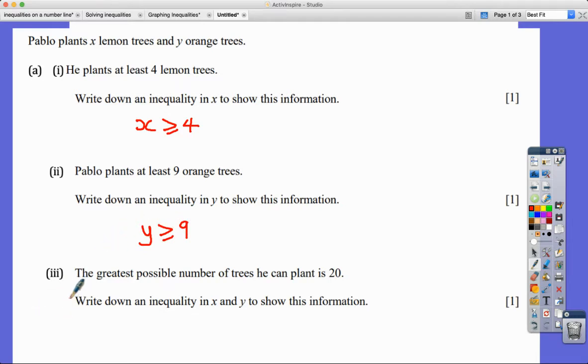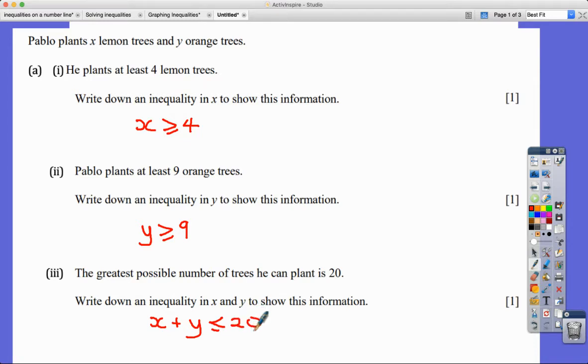Part 3, the third 1 mark that we can get here: the greatest possible number of trees he can plant is 20. Write down an inequality in X and Y to show this information. Now he's only planting 2 types of tree, lemon trees and orange trees. So X plus Y, the total number of trees altogether, the greatest possible number he can plant is 20. So it's anything up to 20. Okay, so this is going to be less than or equal to, as a maximum value, 20.